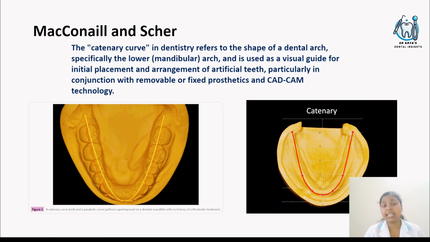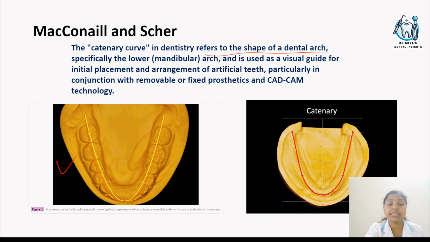So McConnell and Kerr, the catenary curve in dentistry, which refers to the shape of a dental arch, specifically the lower or mandibular arch, and is used as a visual guide for initial placement and arrangement of the artificial teeth, particularly in conjunction with removable and fixed prosthetics and CAD/CAM technology.